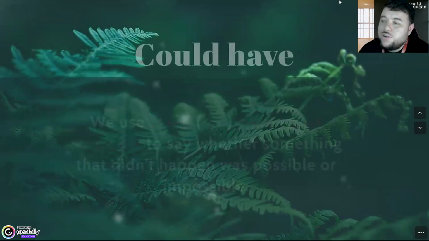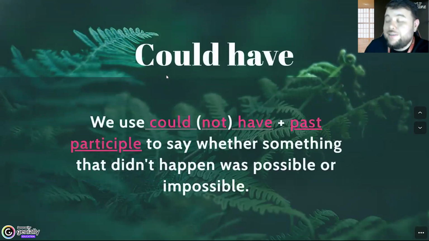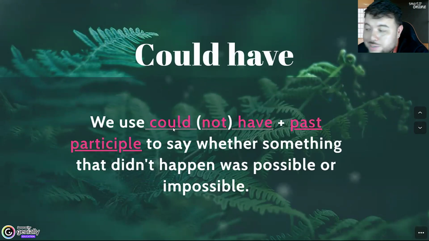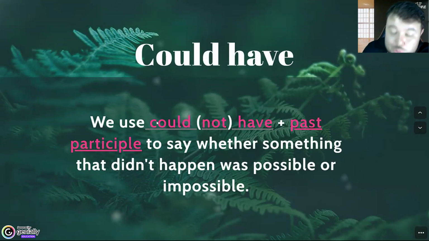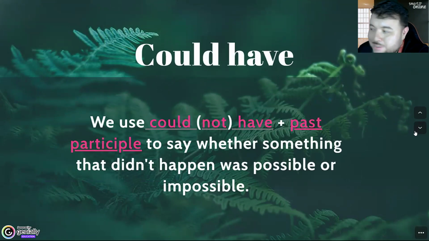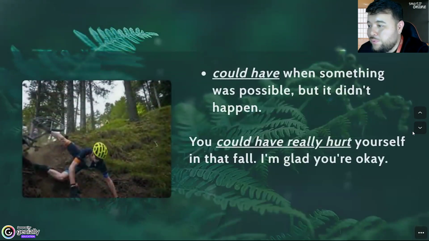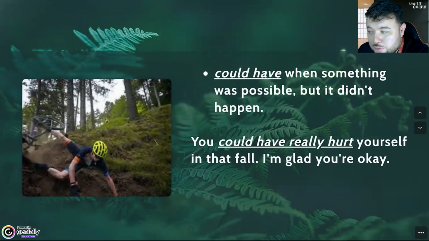Exactly, that's great. Okay, the could have and couldn't have es muy similar. We just change the should for a could or couldn't, right? For example, to say something that didn't happen was possible or impossible, right? And it's similar. For example, you could have really hurt yourself in that fall. I'm glad you are okay. Tú pudiste haberte herido realmente, ¿cierto? En esa caída. Pero estoy feliz de que estés bien. Pudiste haber o no pudiste haber, right?